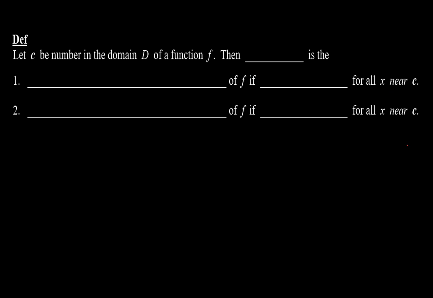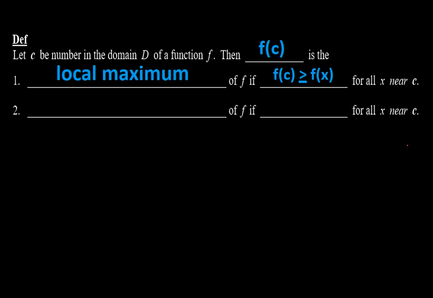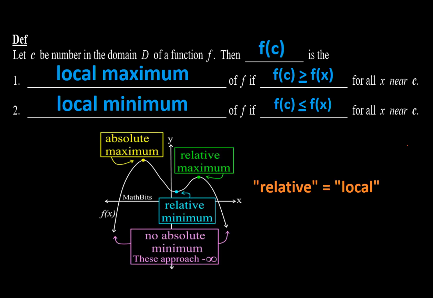Let's look at some more definitions. If C is the number in the domain D of a function f, then f of C is called a local maximum if f of C is greater than or equal to all f of x values for x near C. And f of C is a local minimum of f if f of C is less than or equal to f of x for all x near C. And keep in mind that you may have heard of these concepts before, and just keep in mind that relative is the same as local.